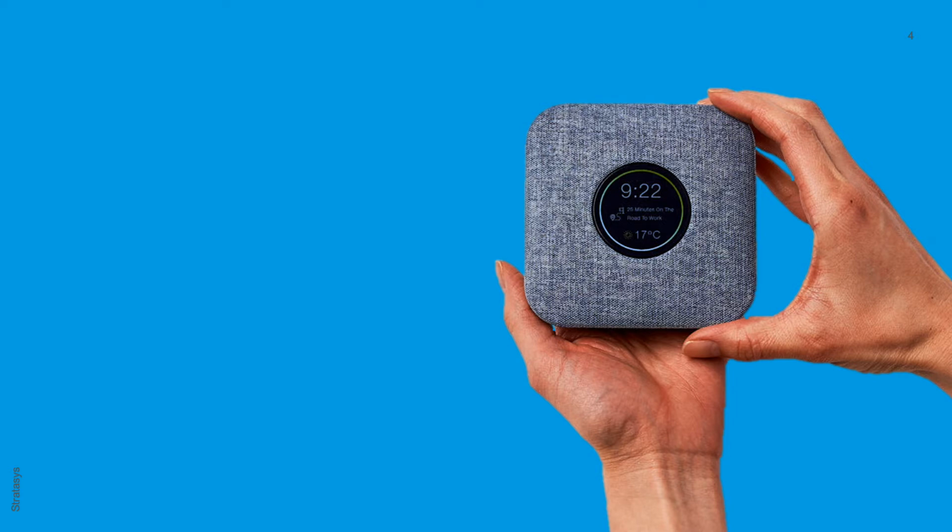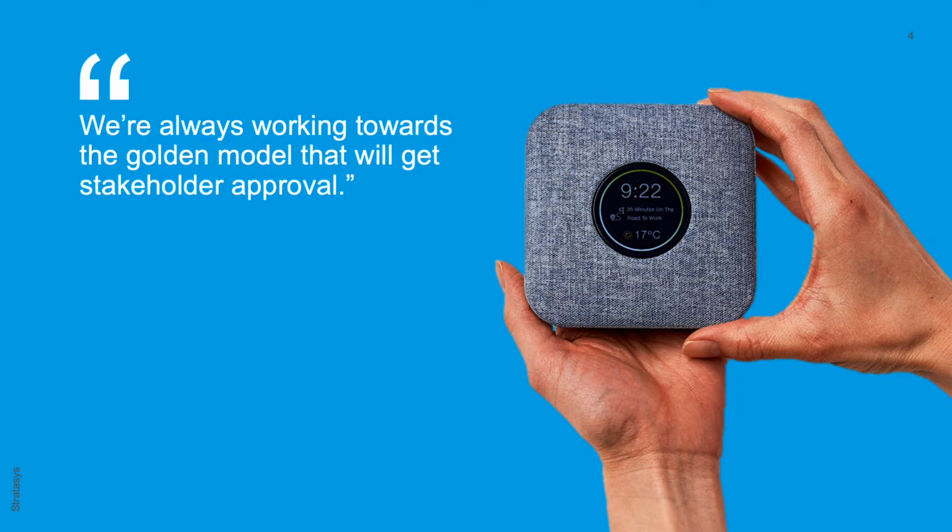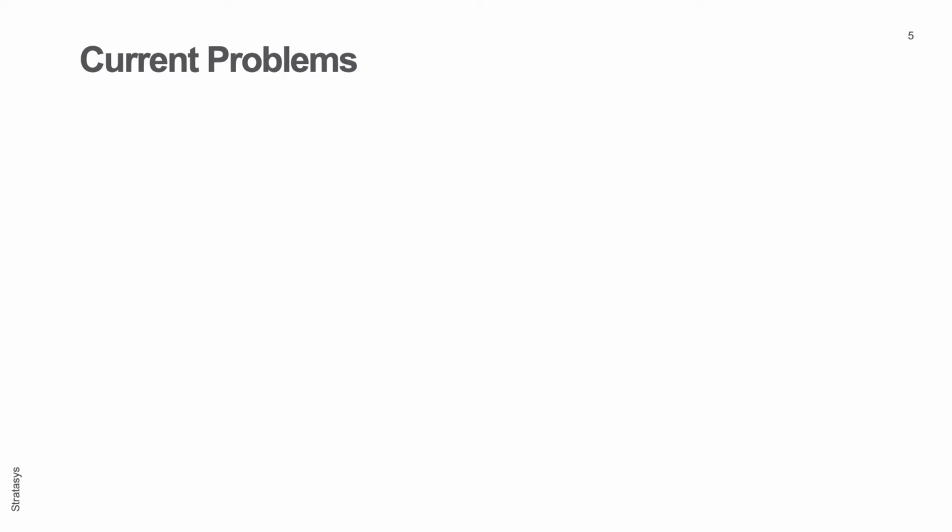Designers have always told us, we're always working towards that golden model. That's that model that'll get stakeholder approval. But getting to that model is not without its challenges. Some of the most common problems going from inspiration to reality are communication, cost, and confidentiality.